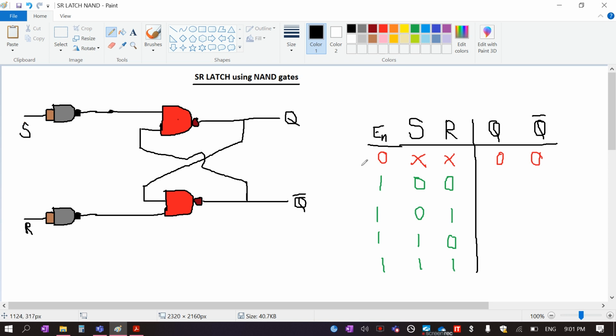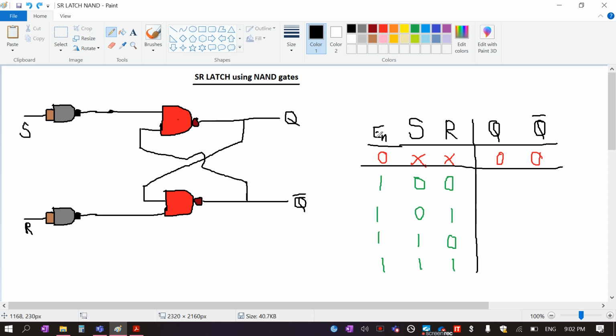So in this case, if the enable is 0, you know, an SR latch has only an enable. There is no clock. Clock is for a flip flop, so enable is activated only for a latch. Enable is just like a power supply. If the enable is 0, the complete circuit will be off. So that's why I have taken 0 0.